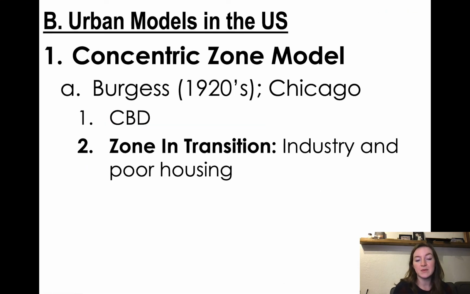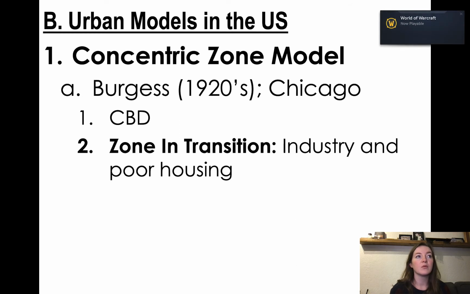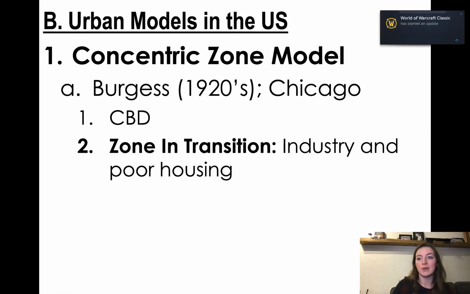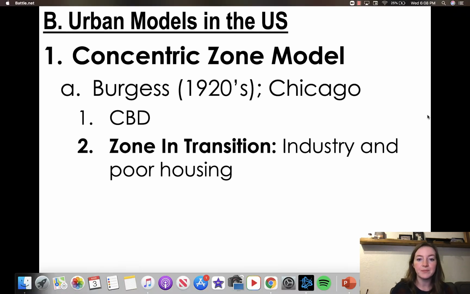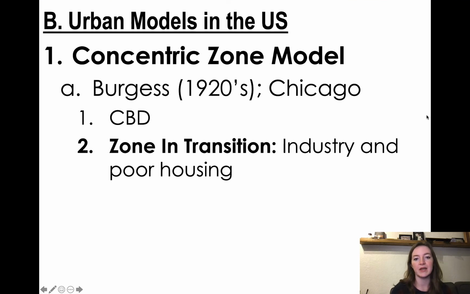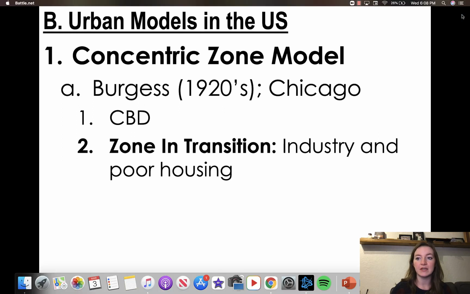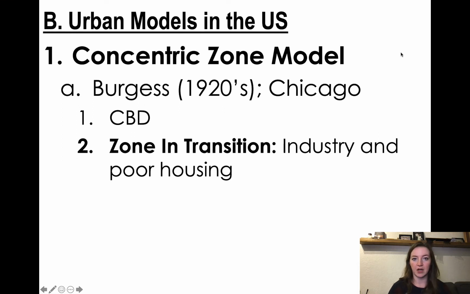So looking specifically at some of these urban models, the first one we're going to look at is called the concentric zone model. And with concentric, you should be thinking circles. So concentric zone, it's going to come up looking rather like a bullseye. And this is created by a guy by the name of Burgess in the 1920s, and he's really specifically making it about Chicago.